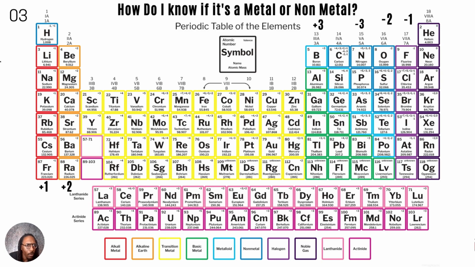So if we look over here, we have our plus ones, plus two, plus 3, minus 3, minus 2, minus 1. Essentially, each one of these columns means that in this case, this entire first column has a plus 1 charge. This entire second column has a plus 2 charge. This entire column right here has a plus 3 charge. This entire column right here has a minus 3 charge. And this entire column right here has a minus 2 charge. And then lastly, this entire column has a minus 1 charge.